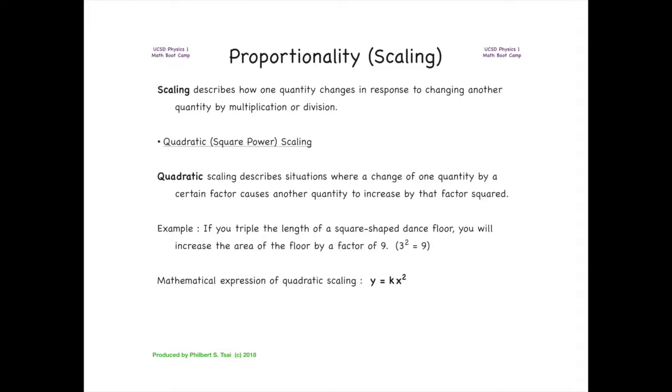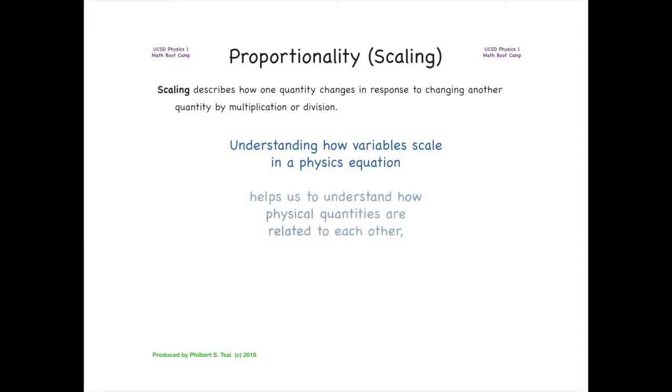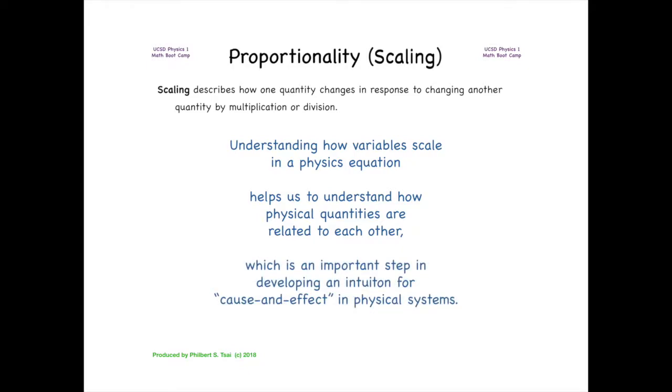The mathematical expression for quadratic scaling is y = kx², where again k is that proportionality constant. It's just a number. Why is scaling important? Understanding how variables scale in a physics equation helps us to understand how physical quantities are related to each other, which is an important step in developing an intuition for cause and effect in physical systems.